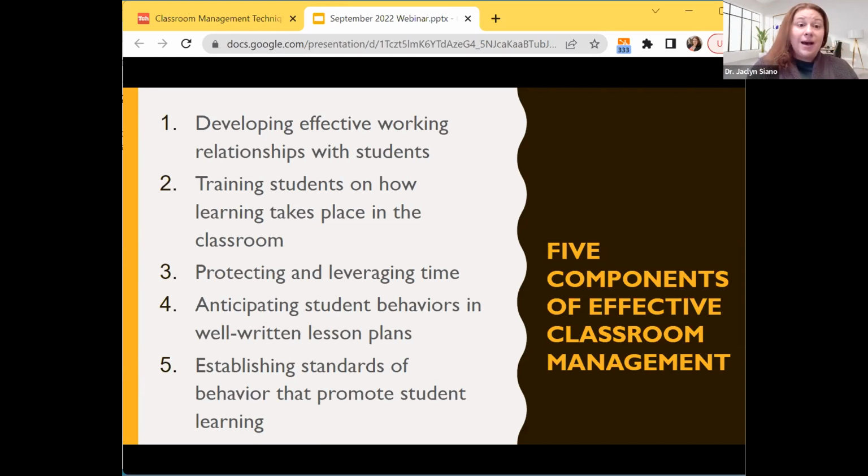The third one is time. They're able to not only use their time effectively, but leverage it to their advantage. Fourth is being able to anticipate student behaviors, and a lot of that comes with lesson planning or self-reflection. What do I do if? And having a plan in place so that we are proactive and not reactive. And then the fifth is establishing standards of behavior that promote student learning, so all students know what is expected of them, and there are no surprises when they're in that particular classroom.